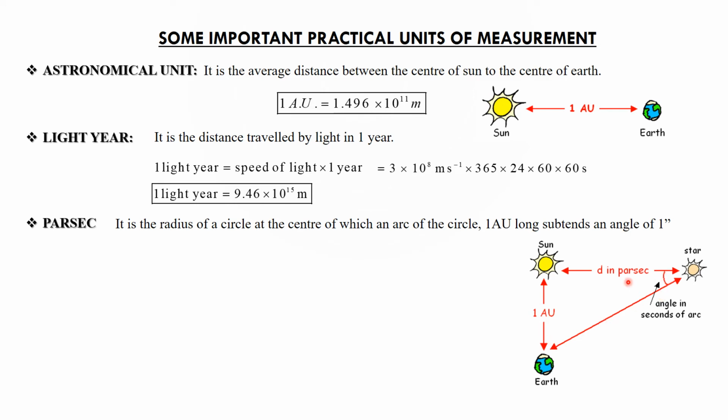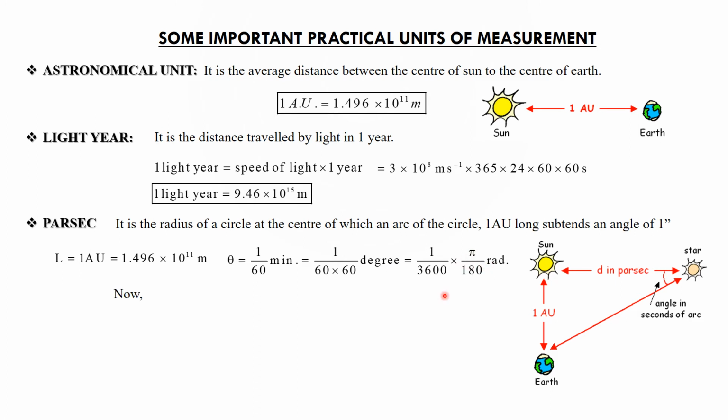So the radius is 1 astronomical unit, which is 1.496 into 10 to the power of 11 meters, and theta is 1 by 60th of a minute. So 1 by 60 into 60 degrees, and then it is converted into radians by multiplying with pi by 180.